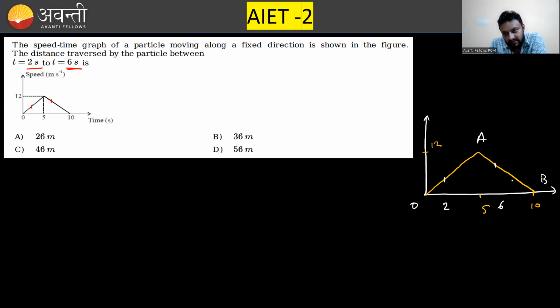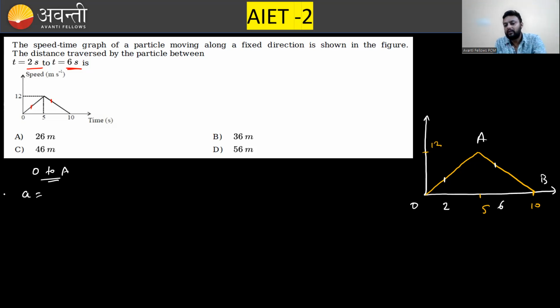Now from A to B, you can see that slope is negative. That means this is negative acceleration. One or two things are clear here. So from O to A, there is a certain type of motion, and A to B, there is a certain type of motion. So first of all, we will calculate the acceleration of these two motions. So I am starting for motion O to A. What will be the acceleration?